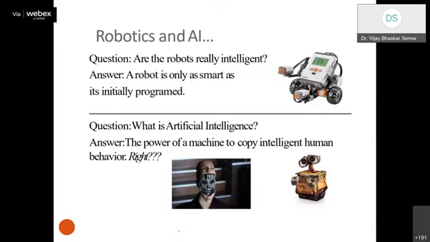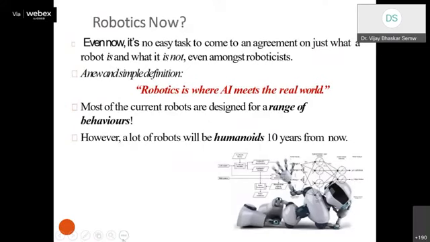Artificial intelligence means agents which are not real human beings, which are used to mimic human kinds of behavior, whether it is walking, thinking, solving problems, and all sorts of things. It is the power of a machine to copy intelligent human beings. If you see the Kismet robot here, you find the image of the Kismet robot. That was the first robot which is considered an AI-enabled robot.